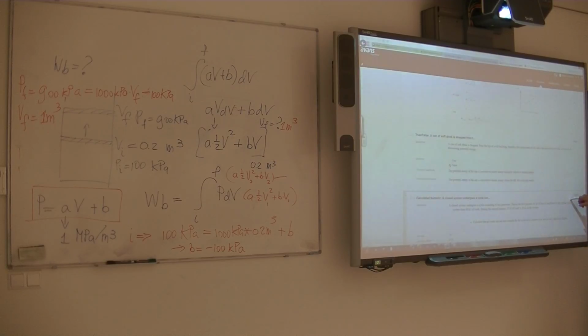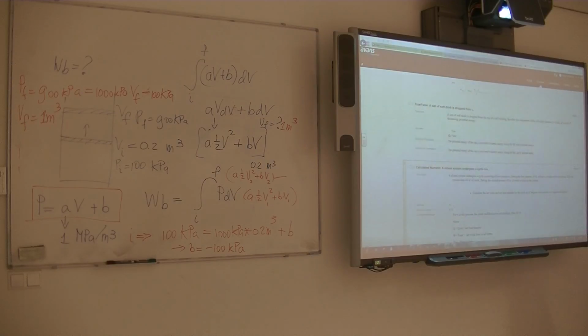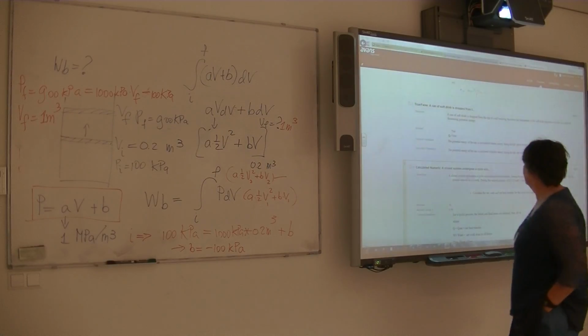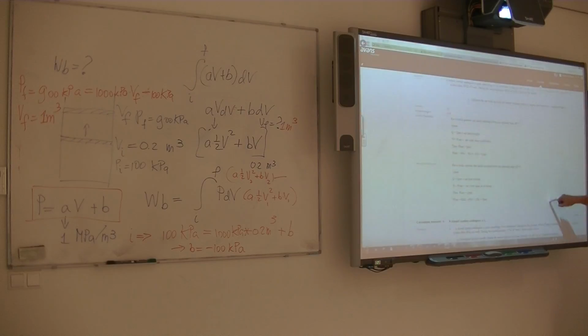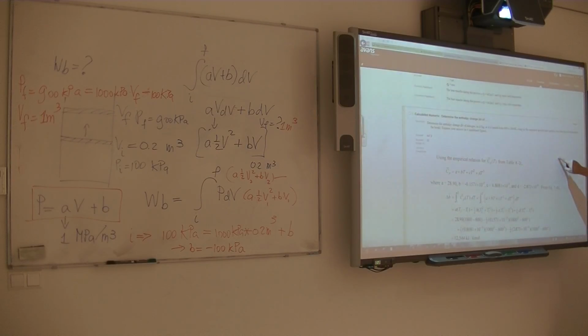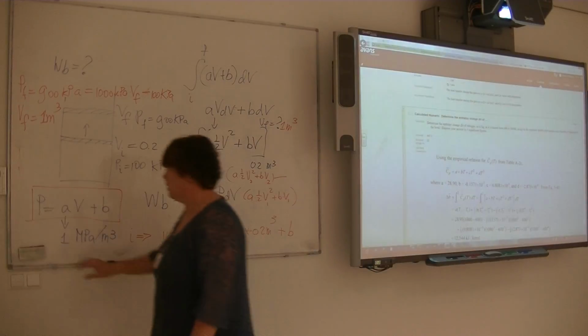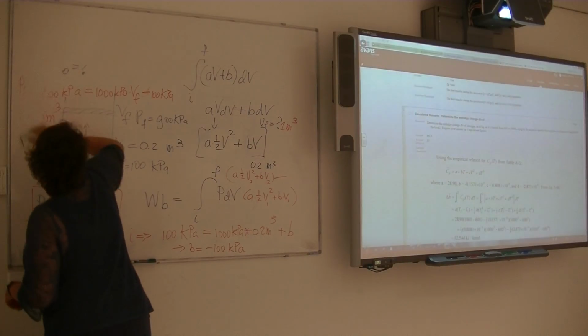Okay, other question? Last one? Yeah, last one. The last one. Without integration. Determine the enthalpy change of nitrogen in kilogram per kilojoule. First, I'll erase this again.